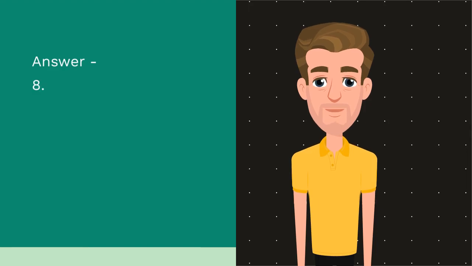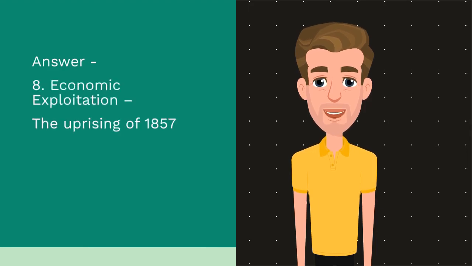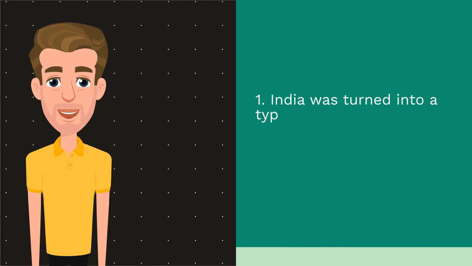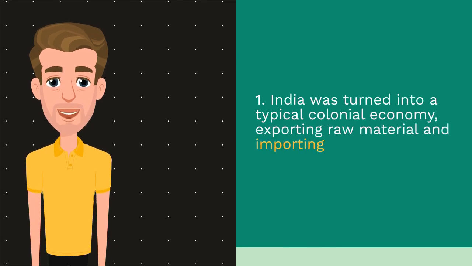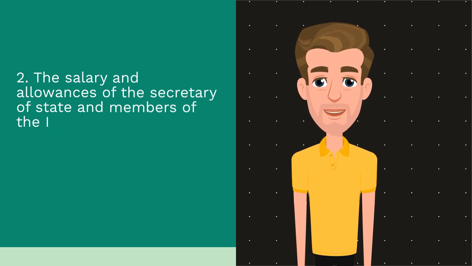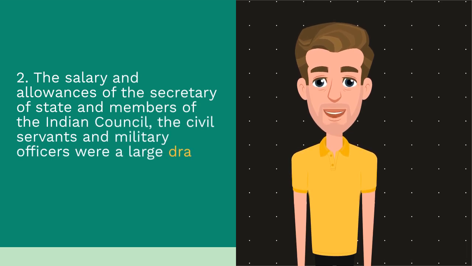Answer 8. Economic exploitation: The uprising of 1857 shifted the era from territorial expansion to economic expansion in the following manner. 1. India was turned into a typical colonial economy, exporting raw material and importing finished goods. 2. The salary and allowances of the Secretary of State and members of the Indian Council, the civil servants and military officers were a large drain on the country's resources.